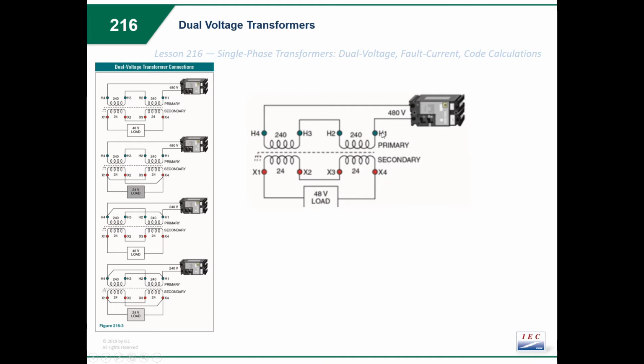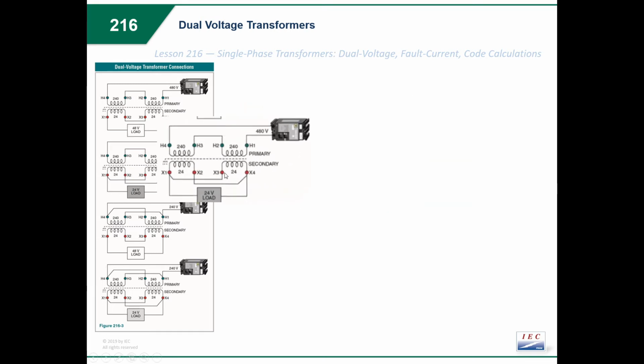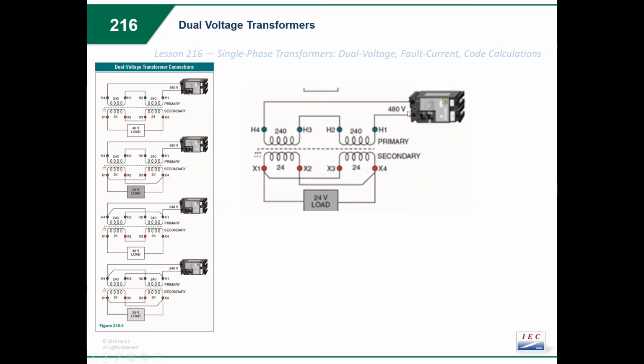It's one path of current through, so 240 plus 240 is going to add to 480. We want 48 out. So we're going to connect 24 in series with this 24, and we get 48 out, right? 24 adds 48. The next version of this, we are still feeding it with 480, so our primary is still connected in series, so the 240 adds to 240.